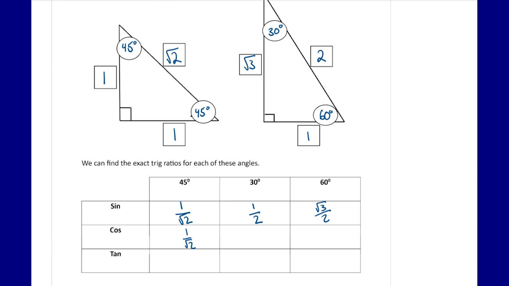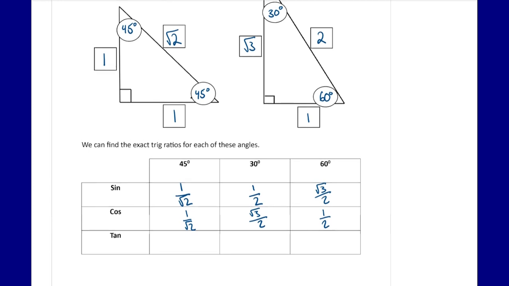For cosine of 30, again, look at our special triangle with the 30 degrees. Adjacent over hypotenuse. So adjacent is root 3 over hypotenuse, which is 2. For cosine of 60, same idea, adjacent over hypotenuse. If we look at our special triangle, it would be 1/2.